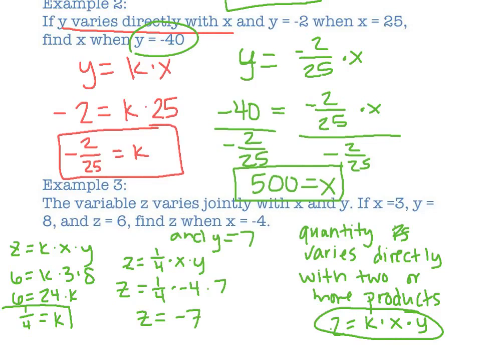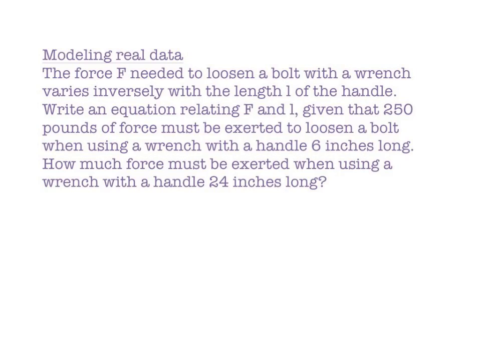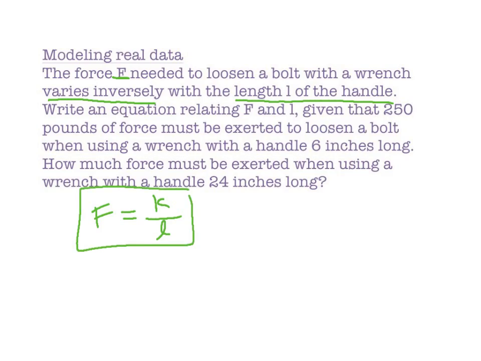Now the last thing we need to do in this lesson is apply this to some real data. So looking at this example, we're talking about force. So the force F needed to loosen a bolt varies inversely with the length of the handle. So that looks like F is equal to some constant K over L for length. So that's our equation that relates force and length. And now we know that 250 pounds of force must be exerted to loosen a bolt when using a wrench with a handle that is 6 inches long. So K over 6 inches.